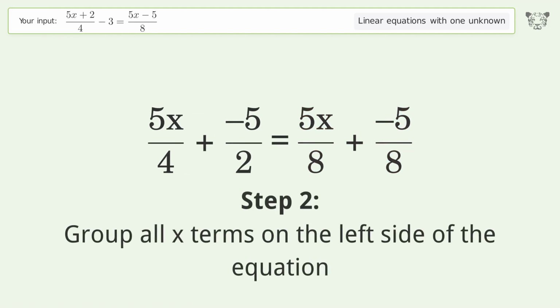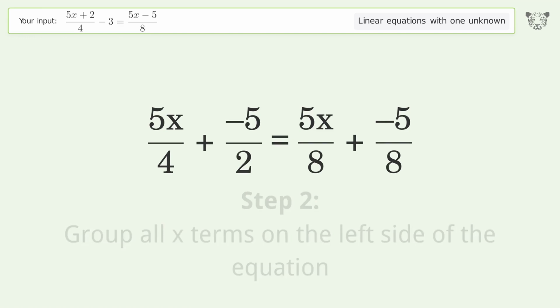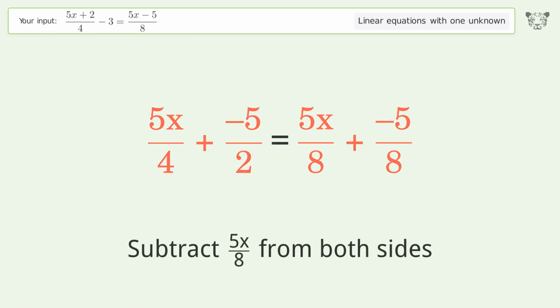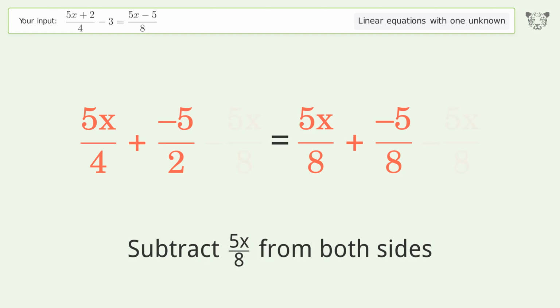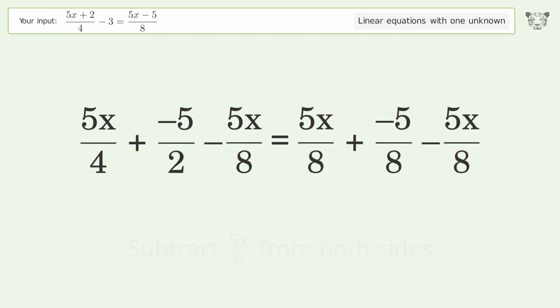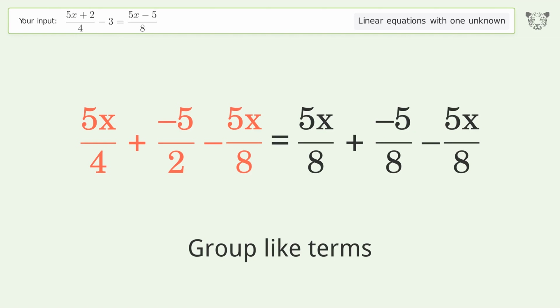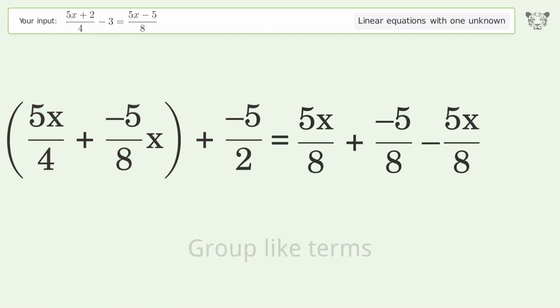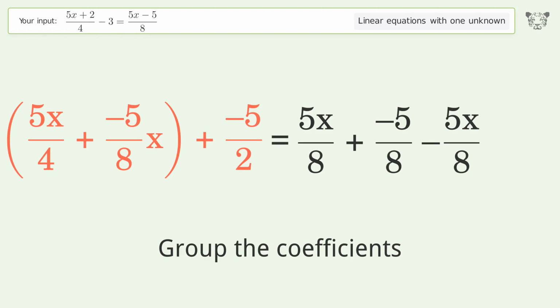Group all x terms on the left side of the equation. Subtract 5x over 8 from both sides. Group like terms. Group the coefficients.